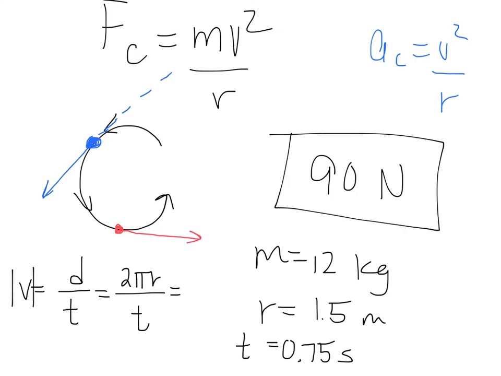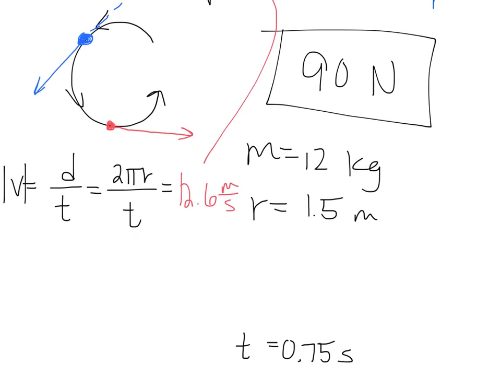What do you got? 12.6. All right, 12.6 meters per second. That'll be our actual average speed for this trip, which happens to be the same as the tangential velocity. So we can plug that in up here for velocity. We can plug in the mass, which is 12. We can plug in the actual radius of 1.5 to figure out what our centripetal force felt is. Mass times velocity squared over the radius.